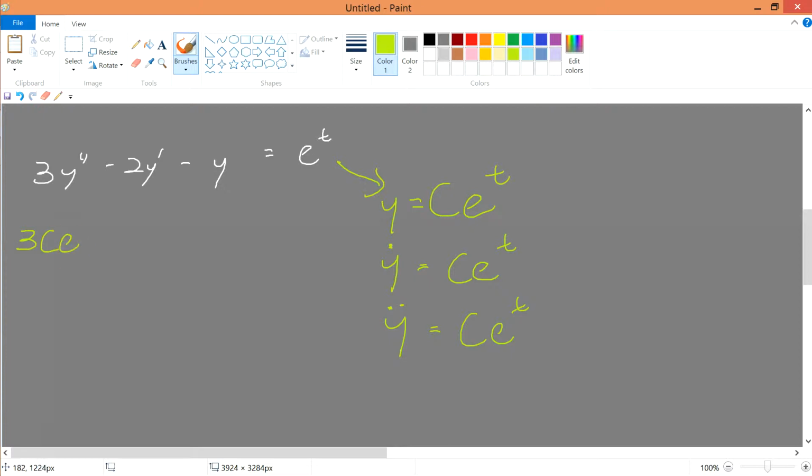So just simply sub it in all of this. So I have 3Ce^t minus 2Ce^t minus Ce^t equals e^t. However, now comes the tricky part. 3Ce^t minus 2Ce^t minus Ce^t, you will just get 0, which is not equal to e^t. So this guess function is not a good guess function to use.